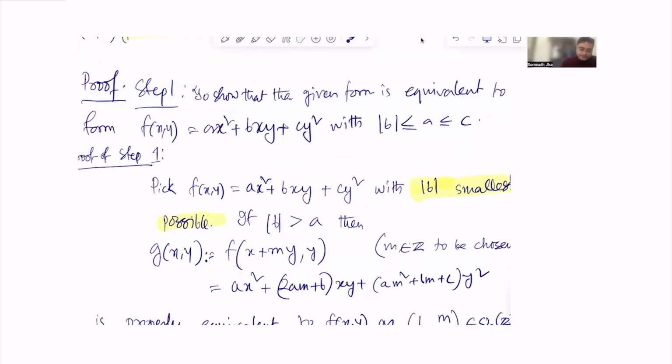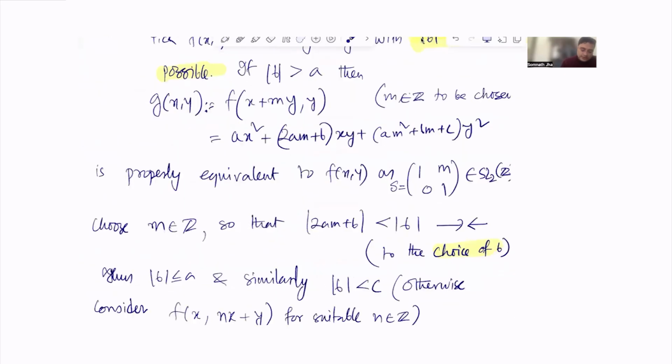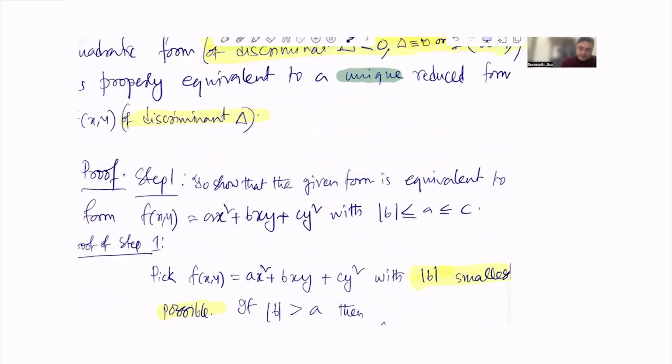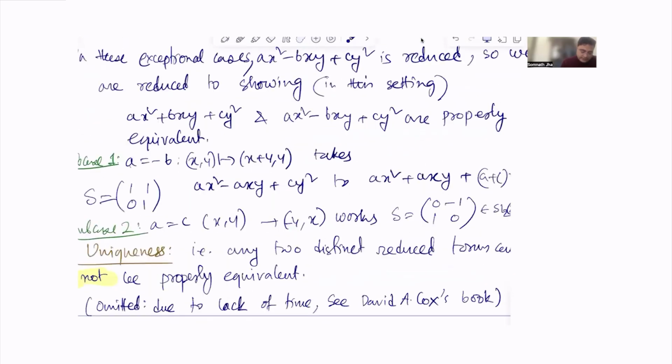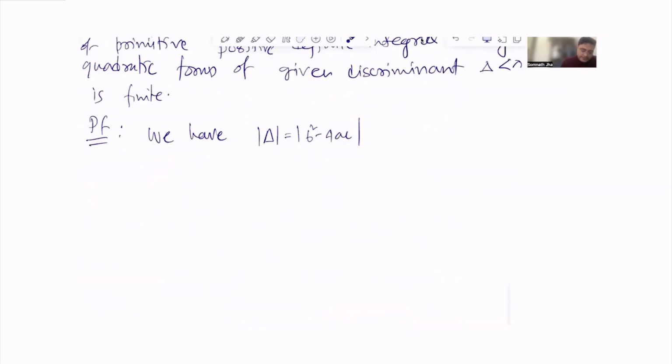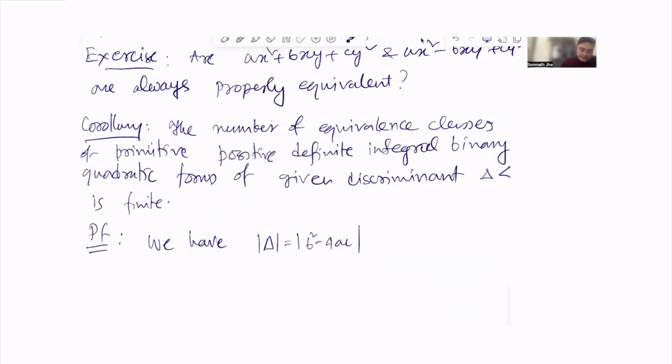This proof we saw. I did not prove the uniqueness, but the rest of the proof we did, so we'll assume the uniqueness because we are short on time. And then the number of equivalence classes of positive definite integral binary quadratic forms of a given discriminant Δ is finite. Today we'll prove this corollary.